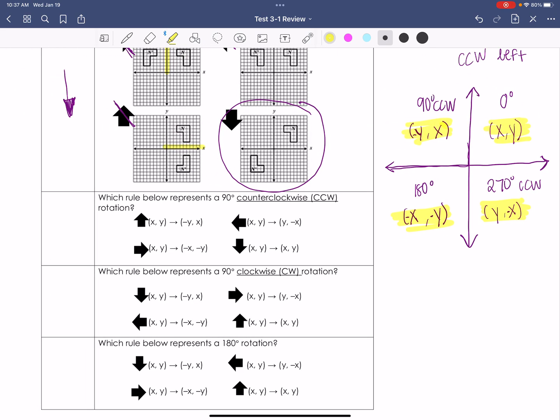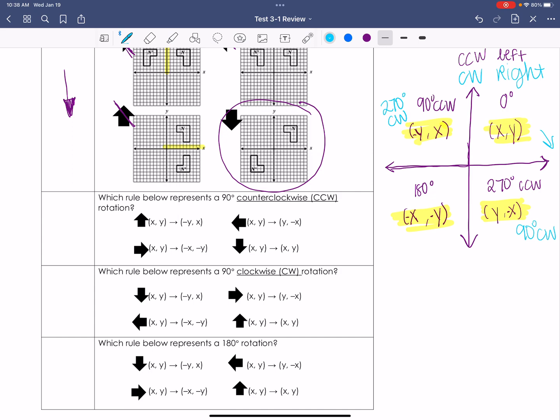Now, if you are going clockwise, clockwise means you are going right. You are going to turn your tracing paper to the right. So now instead of going left, I'm going to go right, and this rule is now a 90 degree clockwise rotation. If I keep going, 180 degrees clockwise and 180 degrees counterclockwise are always going to have the same rule. And if I turn 3 times clockwise, this is 270 degree clockwise. So nothing changed. Now you just got to remember to go the opposite way to get your new rules.